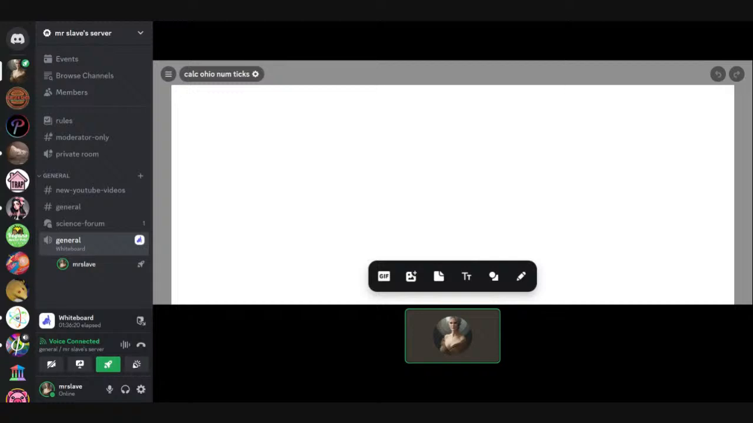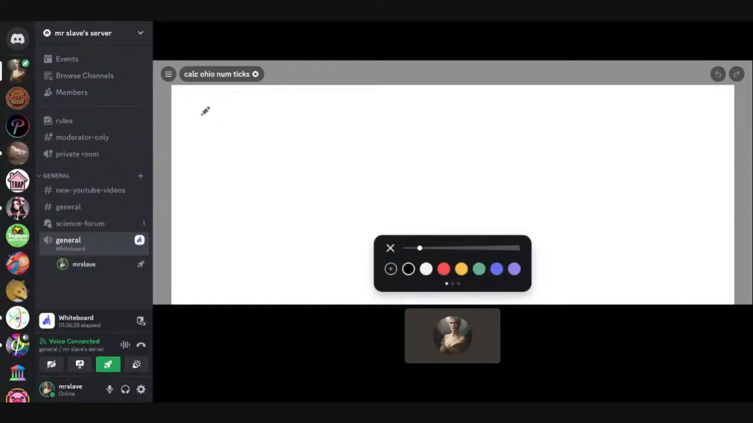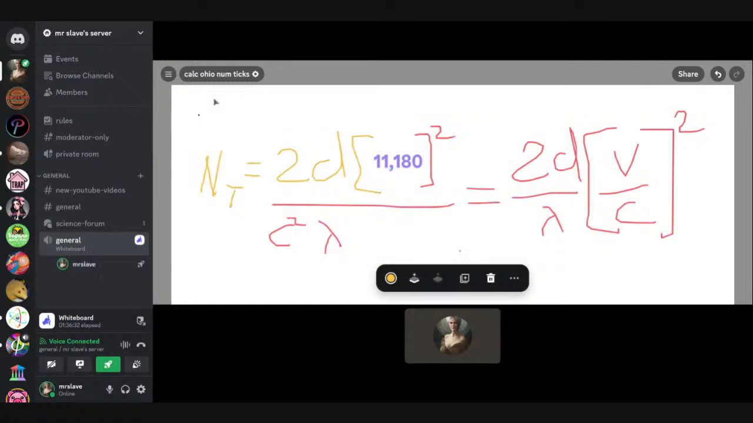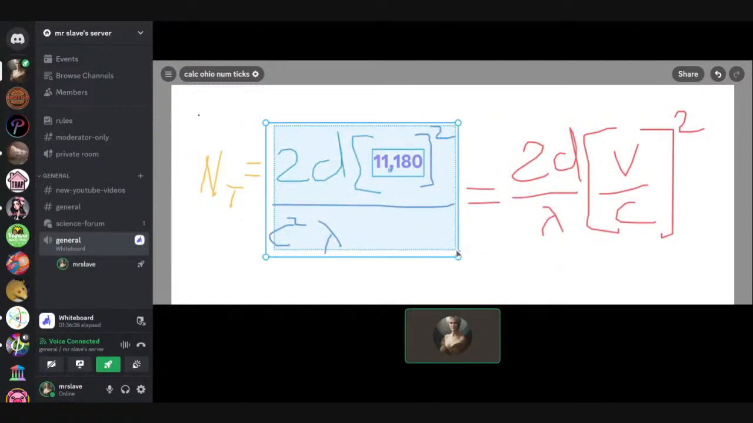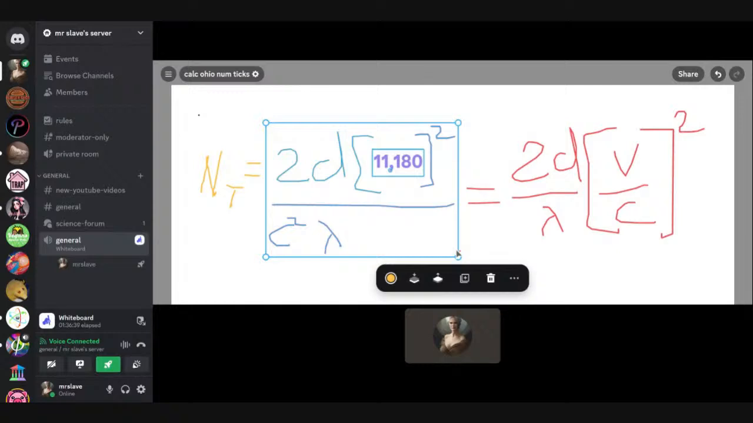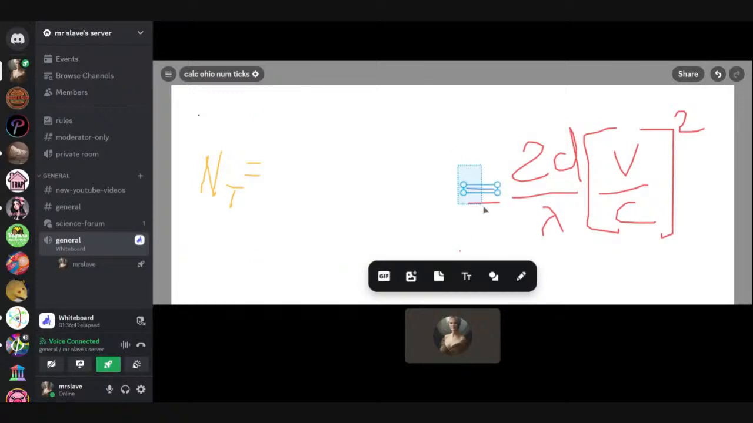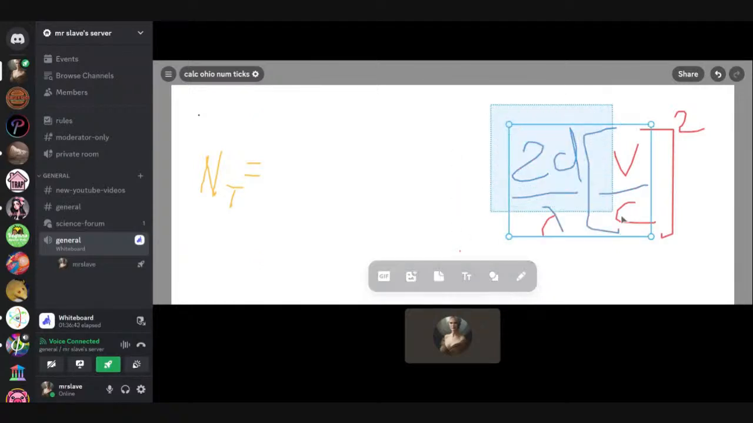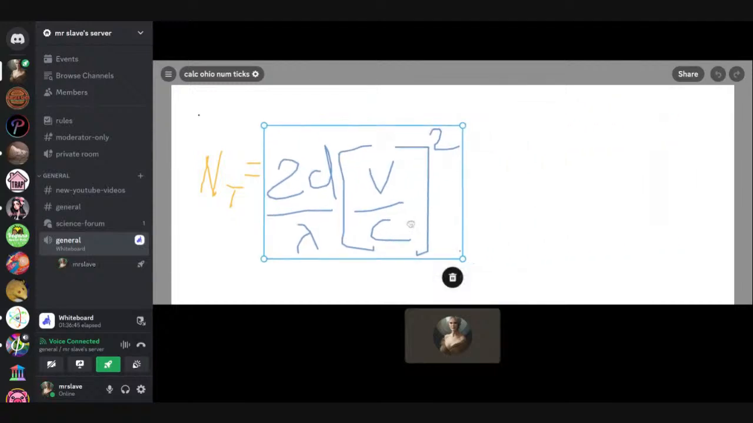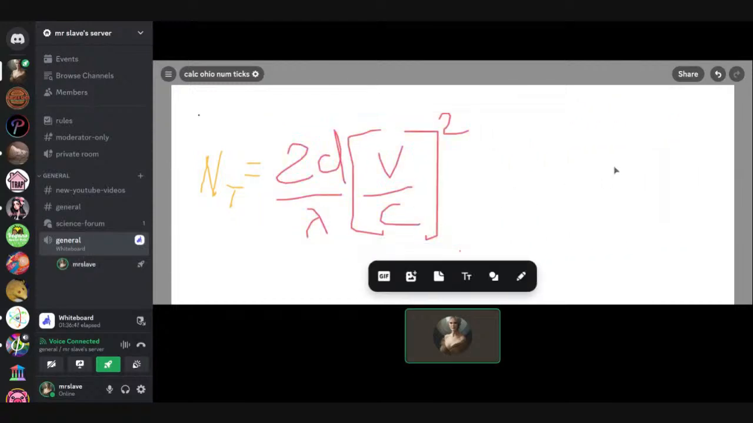What we want is the number of ticks at Ohio. So what do we got? So we need to paste. Okay, we can drop this, and this. Okay, so we'll take this. This is the number of ticks.